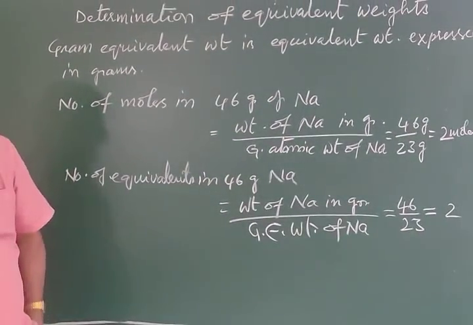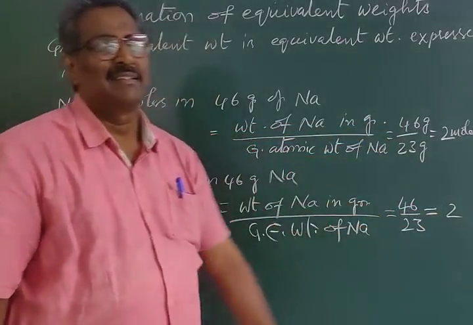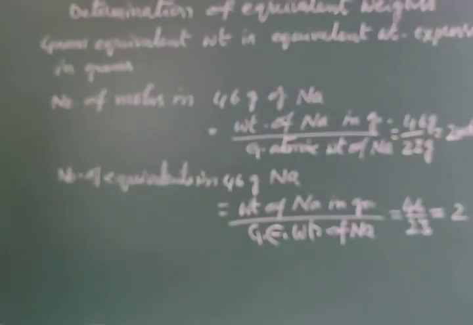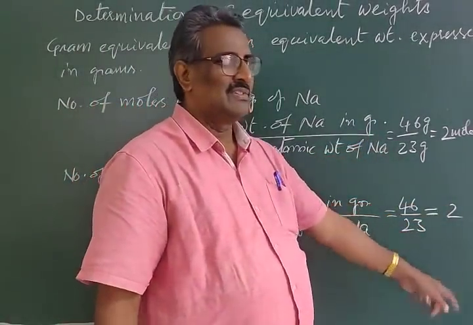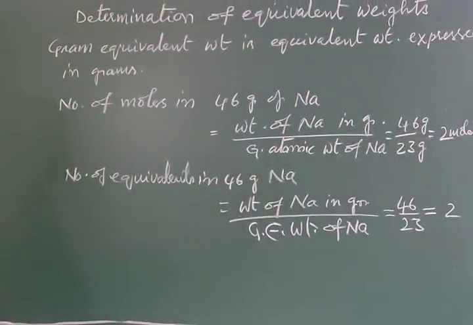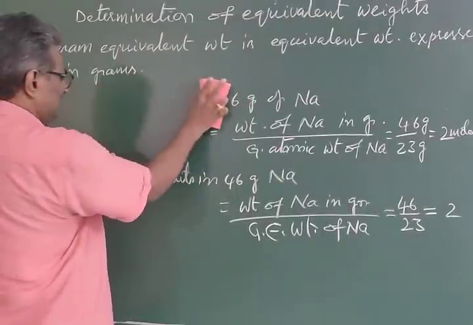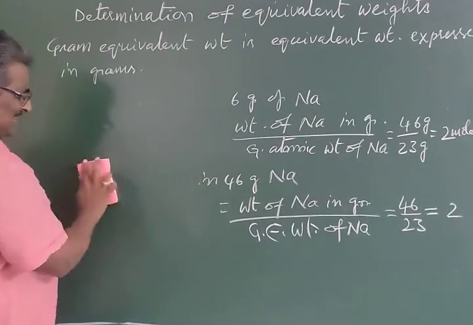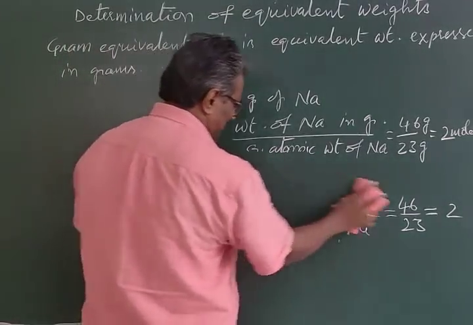In this case, number of moles is same as number of equivalents. Whereas in the case of hydrogen, number of moles is half of the number of equivalents. Whereas in the case of sodium, number of moles is same as number of equivalents. We already discussed the relation between weights of substances which are participating in the chemical reaction.